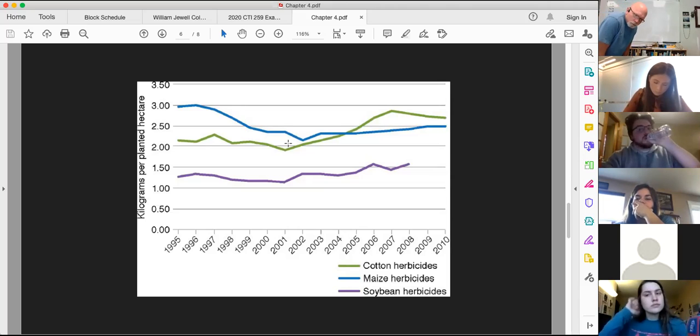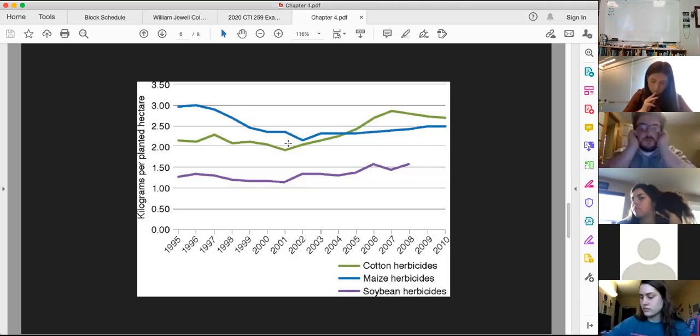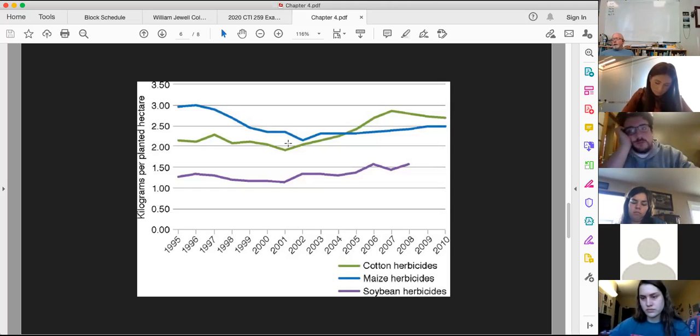This is the usage of the herbicide per kilograms in the hectare. Okay. And what is it showing? Just the amounts that were used for those years in that size of crop, I guess. So are those amounts increasing? Are they decreasing? Or are they staying roughly the same?